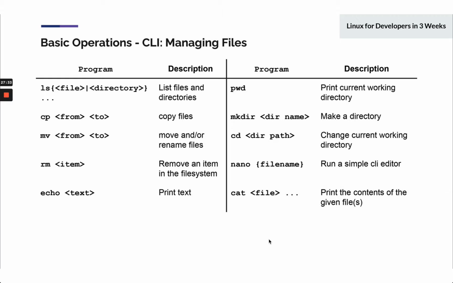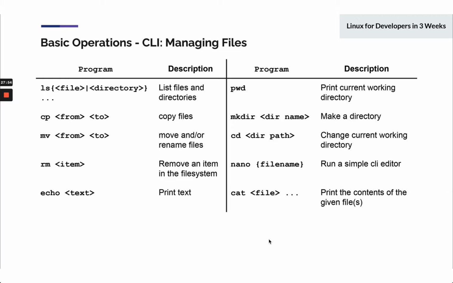Echo echoes text. You can use environment variables and expand them. You can also use, as we'll see later on, command substitution, where you can run a command or a program, and the program launching in here will be replaced with its output, and then you can display it with echo here. PWD prints your current working directory.